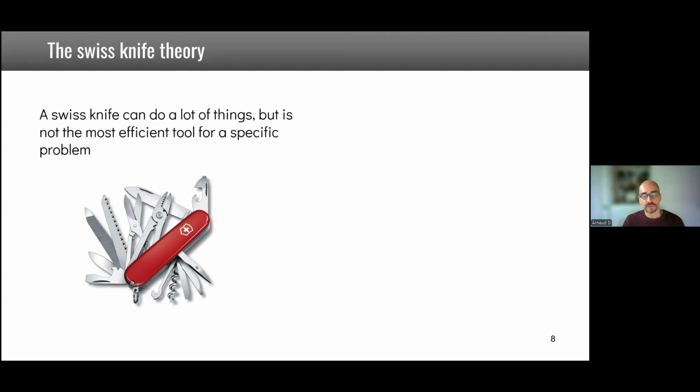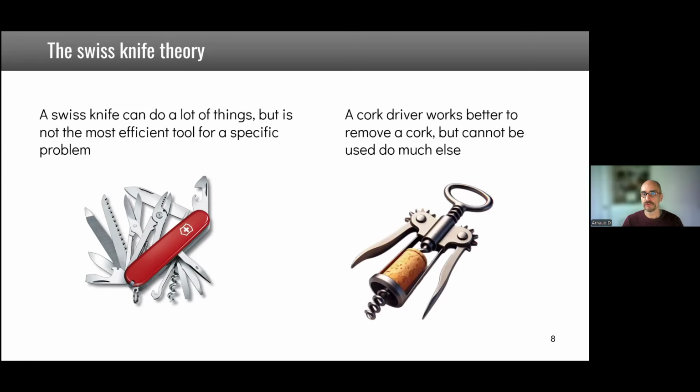So I'm going to use what I just invented a few days ago when I was preparing this. It's called the Swiss knife theory. So the Swiss knife, if you've used one, can do a lot of things, but it's not the most efficient tool for a specific problem. So for example, if you want to open a bottle of wine, this is going to work, but it's difficult because you have to put a lot of force on these kinds of Swiss knives to get the cork out. So you might want to use a cork driver, which works better for this purpose, but it cannot be used to do much other things, okay?